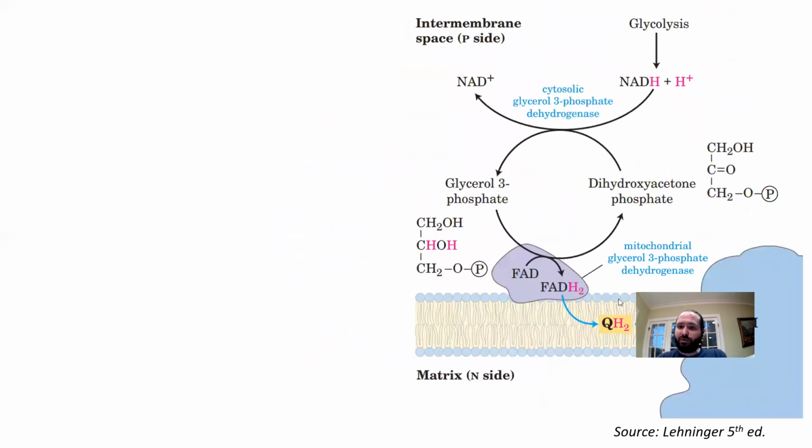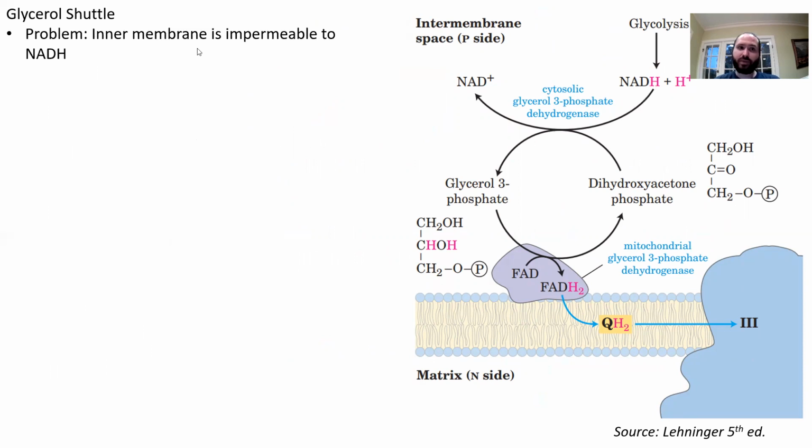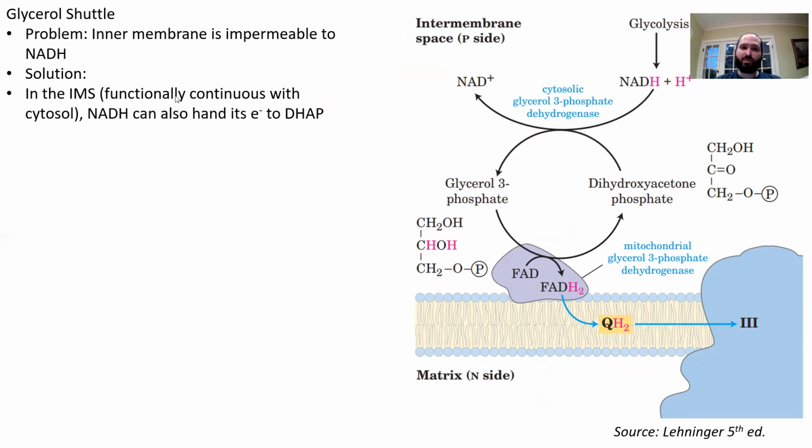So there's another type of transporter called the glycerol shuttle. And so we do glycolysis, we make NADH, and then again, same problem. The inner membrane is impermeable to NADH. Different solution. In the intermembrane space, which again is functionally continuous with the cytosol, NADH can also hand its electrons to dihydroxyacetone phosphate, which we recognize as a glycolytic intermediate.